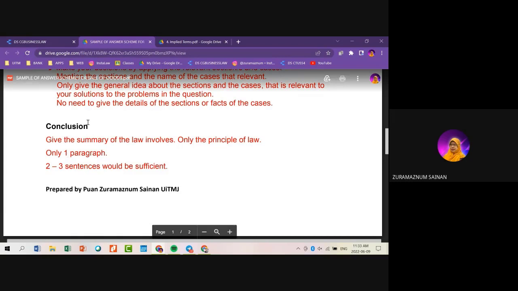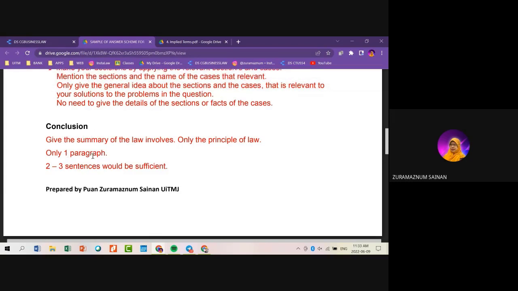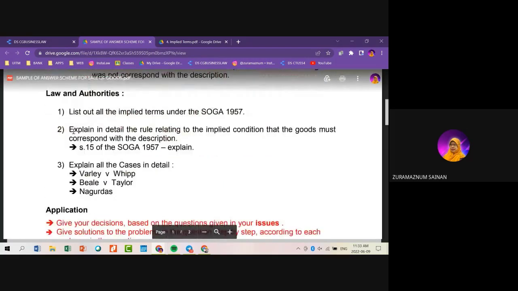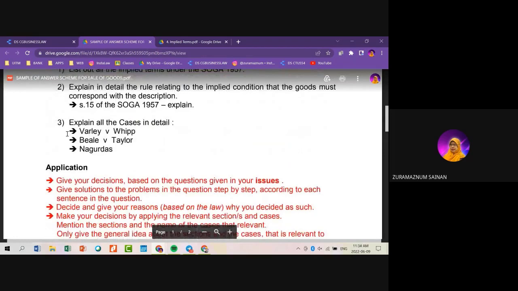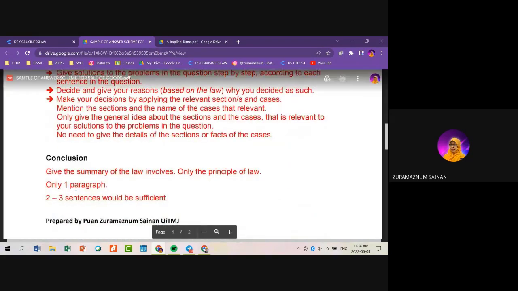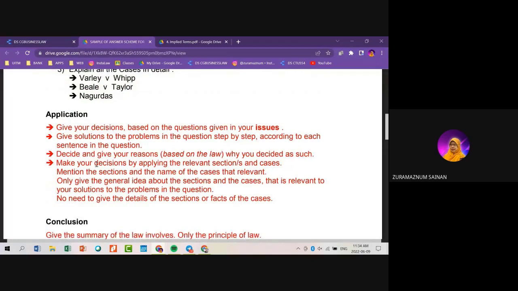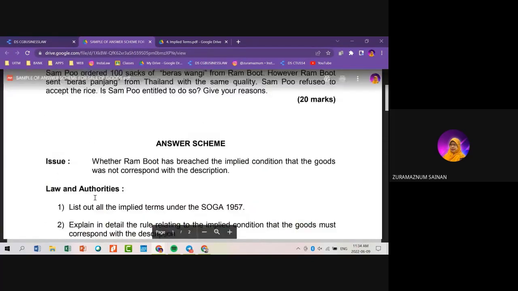So saya tekankan kat sini, biasanya ramai yang masih tak faham-faham bagi jawapan. In conclusion, the seller, siapa you sebut, Rambut ke siapa ke nama orang ni tadi. In conclusion, Sampo is not liable. Ataupun Sampo is liable for breach of the implied condition. Tak. Itu saya tak terima. That is not a conclusion. Itu masih lagi application. Sebab itu your decision sebenarnya. You stress, you emphasize on your decisions. So this is the technique how to answer a case study.